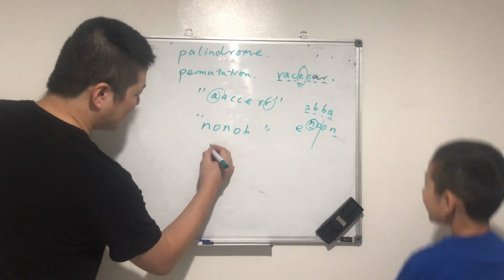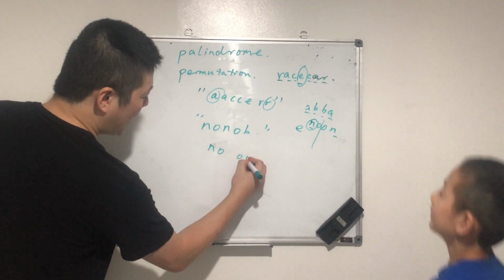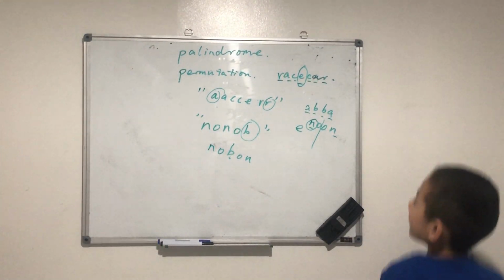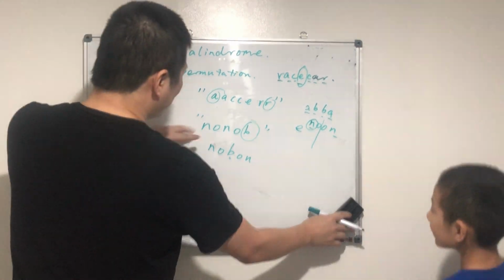Yeah, because you can do this: no ball. You can put this N in the middle, right? No ball. Okay, so that's good. You get it.